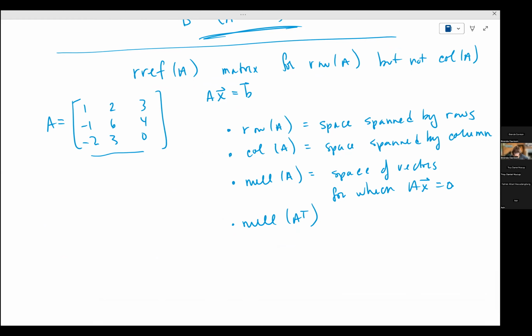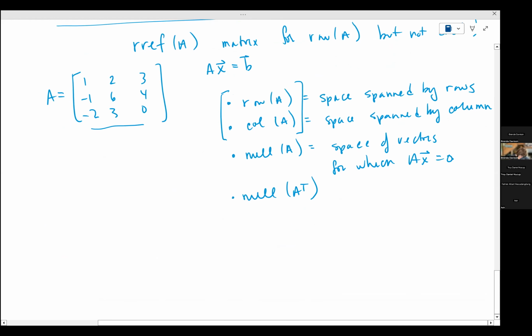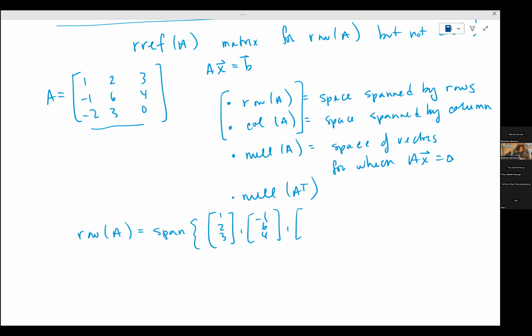This question is about the row space and the column space that's been asked here in the chat. First of all, the row space of A is equal to the span of the rows. I mean, that's what it means. So I could write it like this. That's row 1. That is the row space, right? The space spanned by the rows. The column space is the space spanned by the columns.